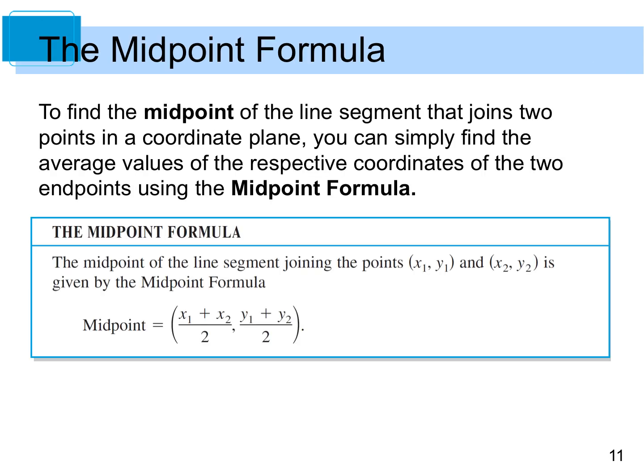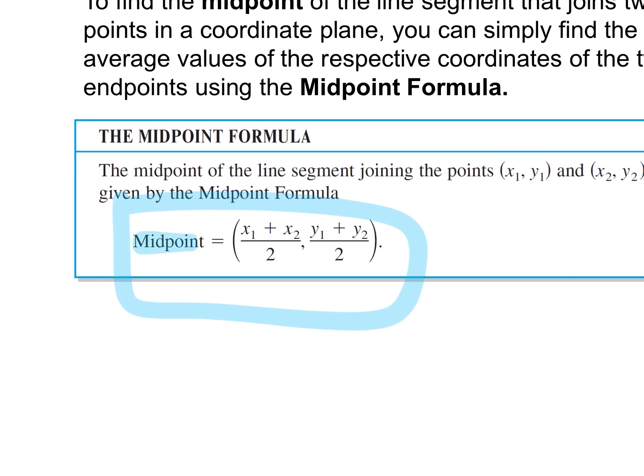All right, next thing we're going to talk about is the midpoint formula. Our midpoint formula is the average of the x's and the average of the y's. So we're finding the middle of the x's and the middle of the y's. Your midpoint is always going to be a point, so your answer is going to be a point. So we have x1 plus x2 over 2, comma, y1 plus y2 over 2.